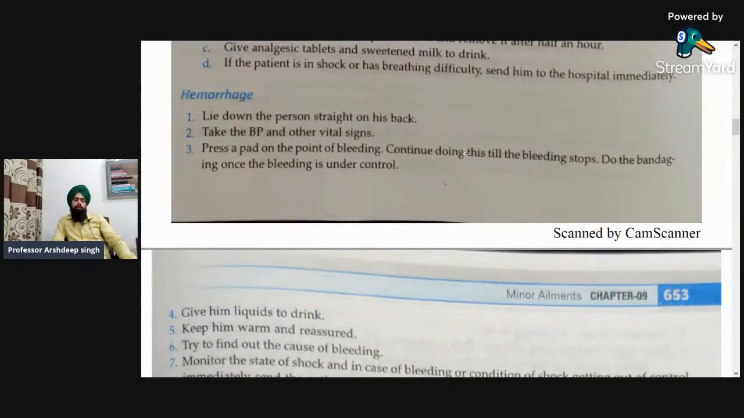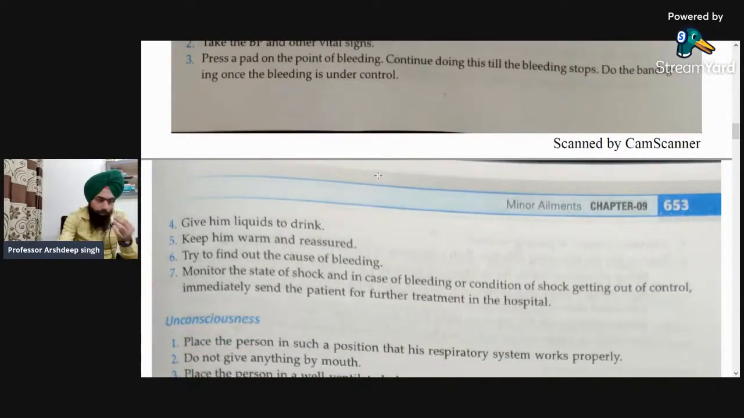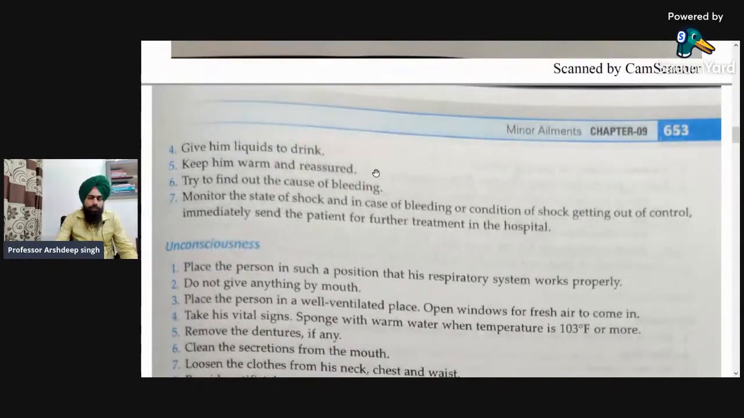Until the bleeding stops, external pressure has to be applied on that organ or the skin. Do the bandaging once the bleeding is under control. After the bleeding stops, you have to do the bandaging. Next, give him liquids to drink. Keep him warm and reassured so as to prevent the condition of shock. Try to find out the causes of bleeding.